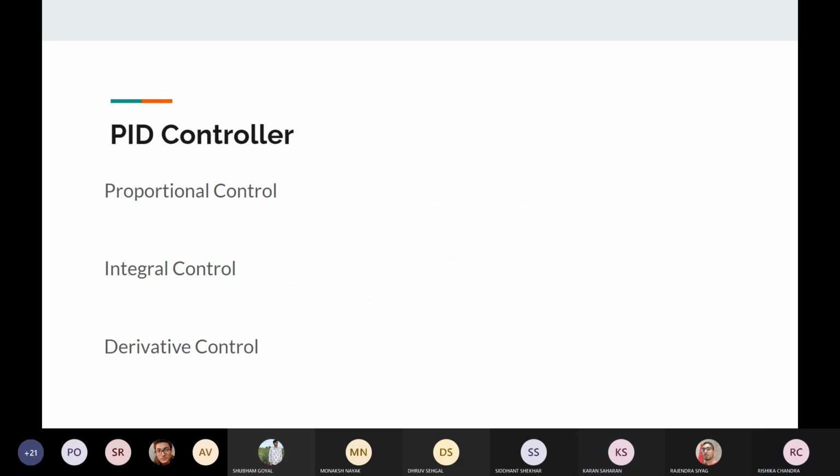Now let's have a look at the PID controller. See, there are various types of controller. Now you have got the idea, right? What's a controller? So there are various types of controller, like the lead lag block, the deadbeat controller, but the most famous one is the PID controller. We generally use this only. So PID means proportional control, integral control, derivative control.